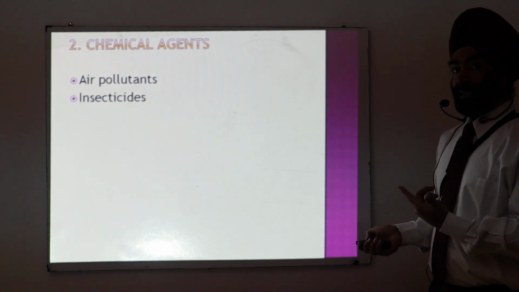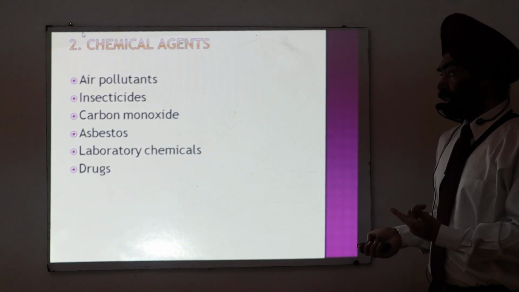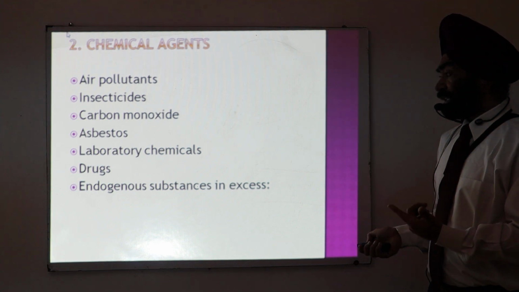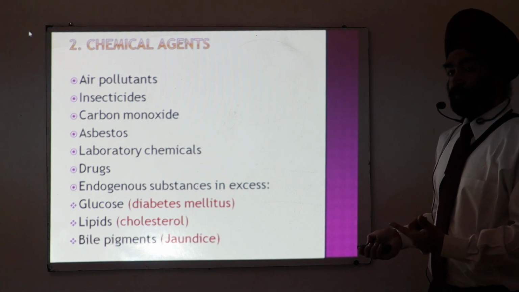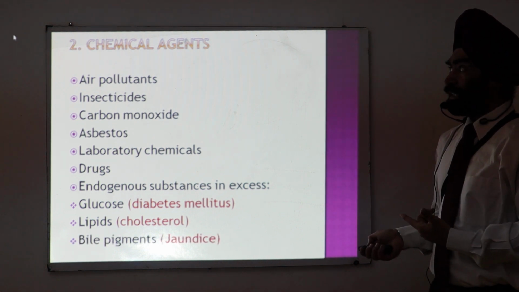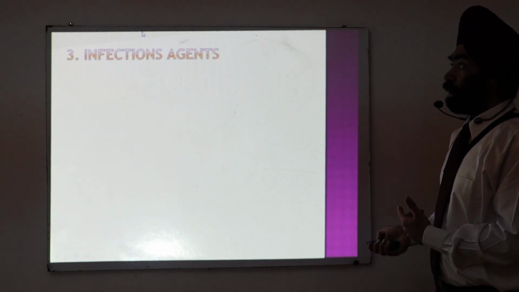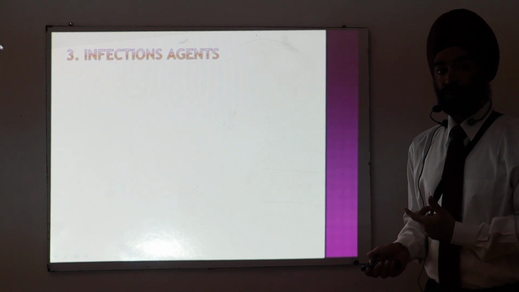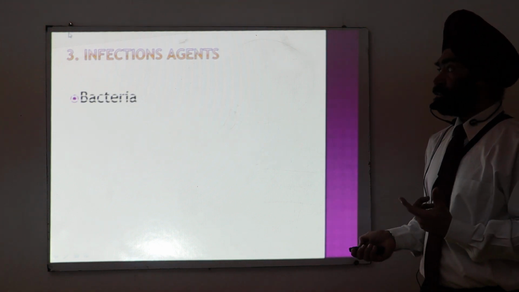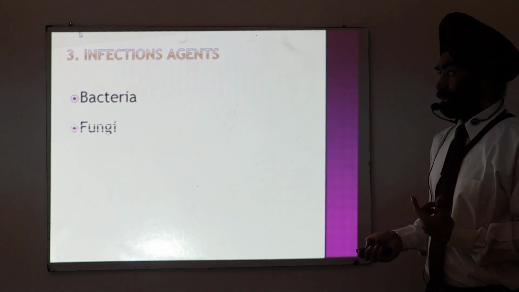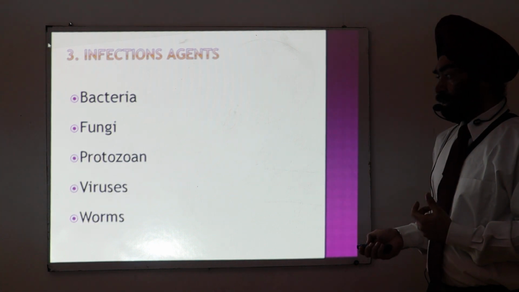Air pollutants, insecticides, carbon monoxide, asbestos, laboratory chemicals, drugs, and endogenous substances in excess like glucose in diabetes mellitus, lipids, and bile pigments. So this is a long list of chemicals which can be dangerous to the human body. Now, the third agent which can produce injury to the body is infectious agents, infections. There are a lot of microorganisms which can produce injury, like bacteria, fungi, protozoa, viruses, and worms.